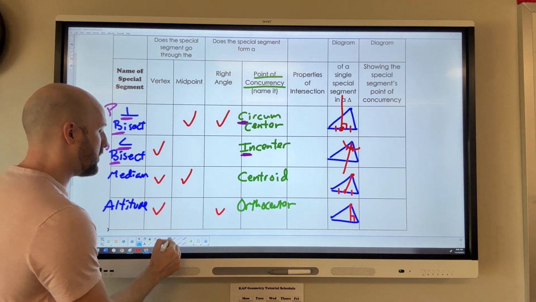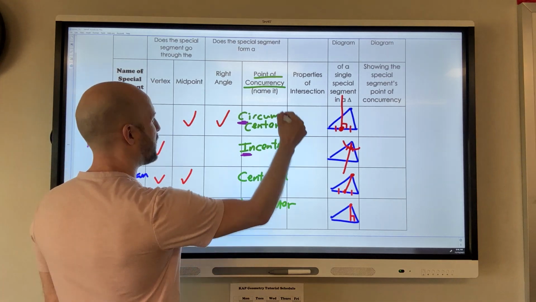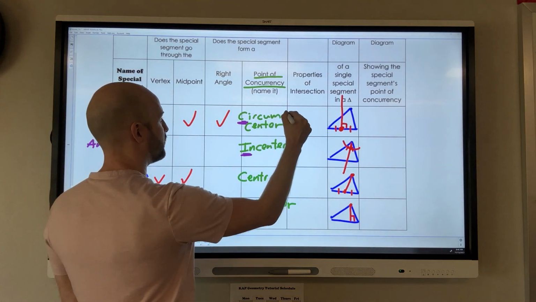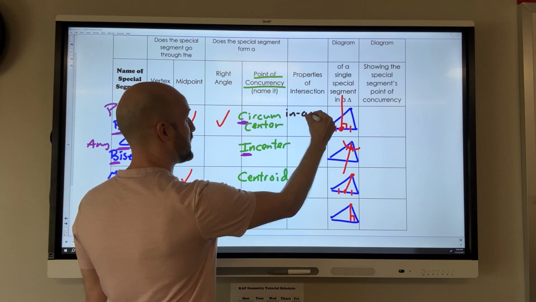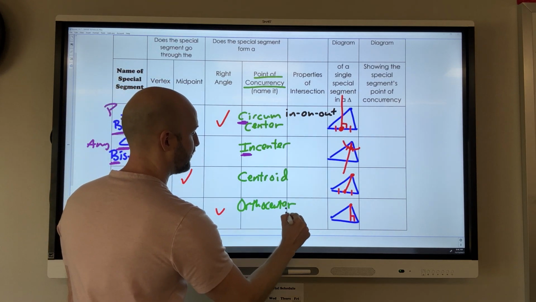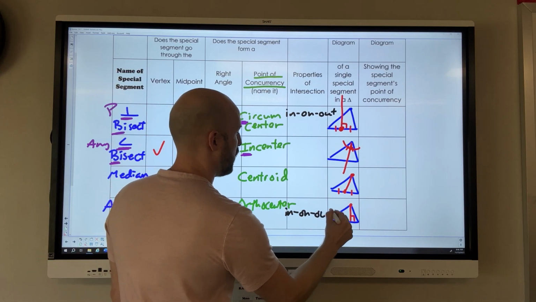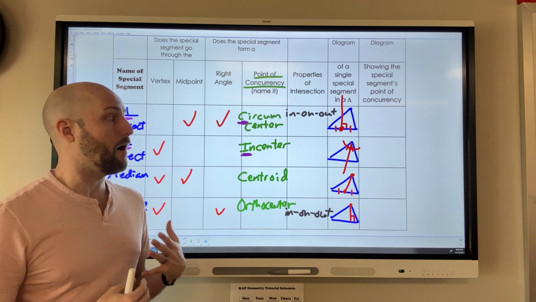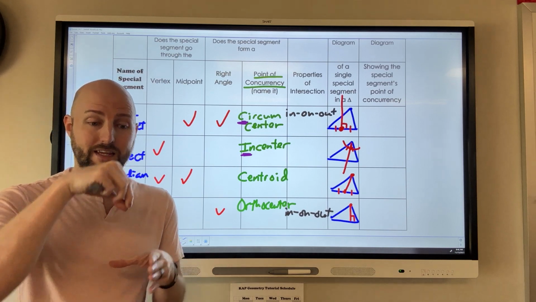So some properties about the intersections. What I basically wanted you to write in this spot was that perpendicular bisectors have that property of being in, on, and out. The same thing happens with altitudes: in, on, and out. And what we mean by that is depending on the shape of the triangle, that object can occur physically inside.